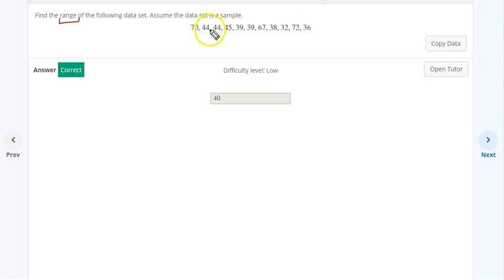So what you do, you don't need to write them down, just kind of look at them. Scanning across, you see the largest number here is 72, which is right there. Then you scan continually and look for the smallest number. Well, the smallest number is 32, right next door. So you subtract the smaller from the larger, and that will give you the range of your data. So that was an easy one.